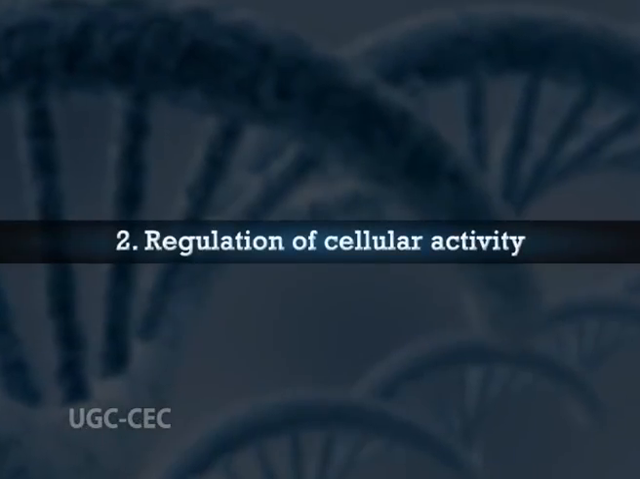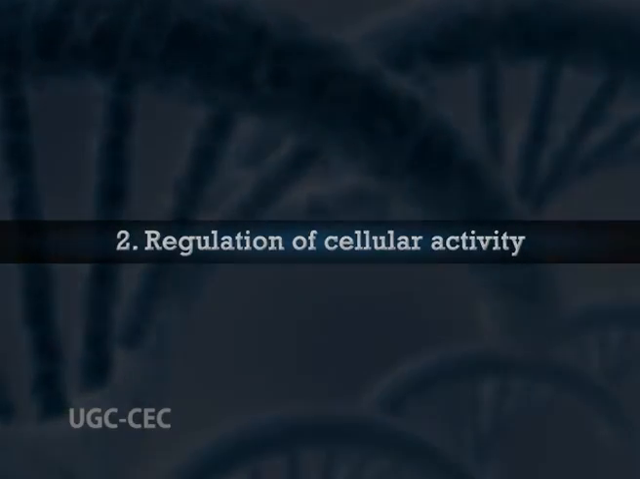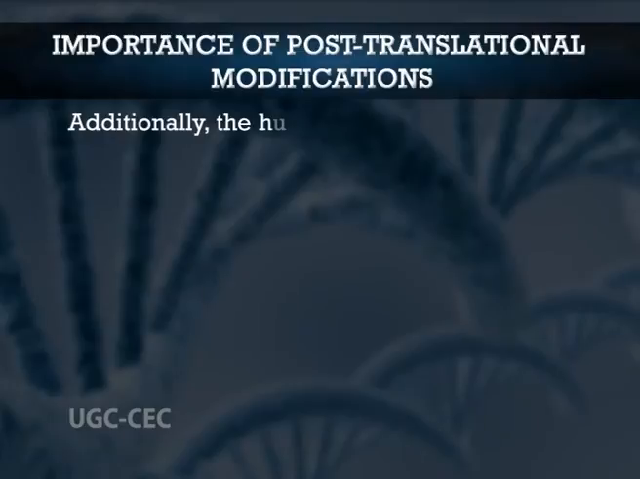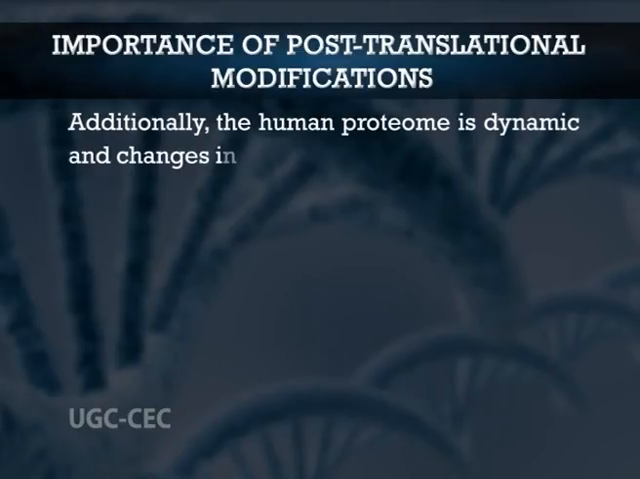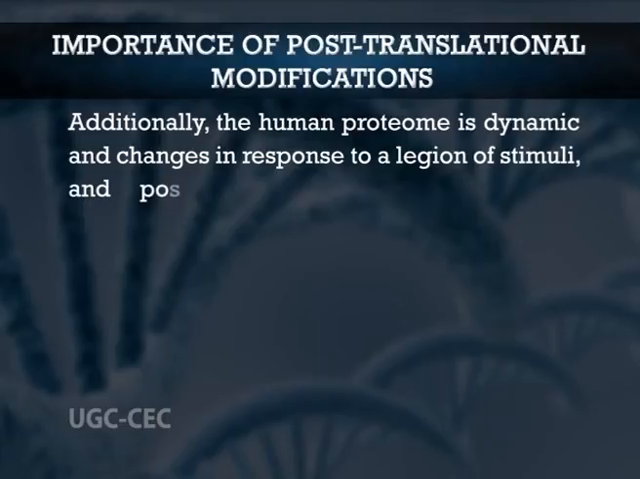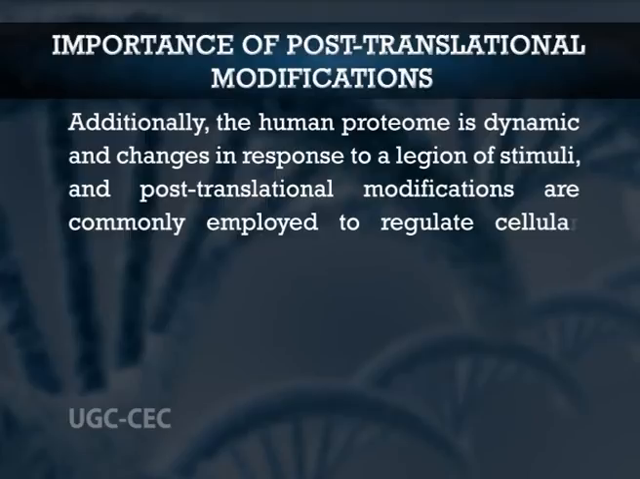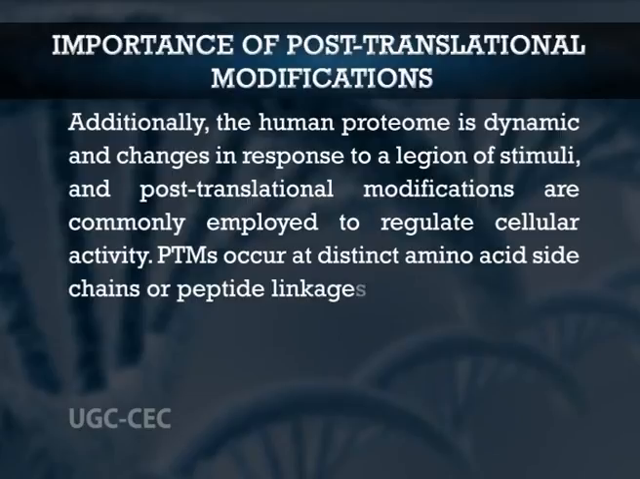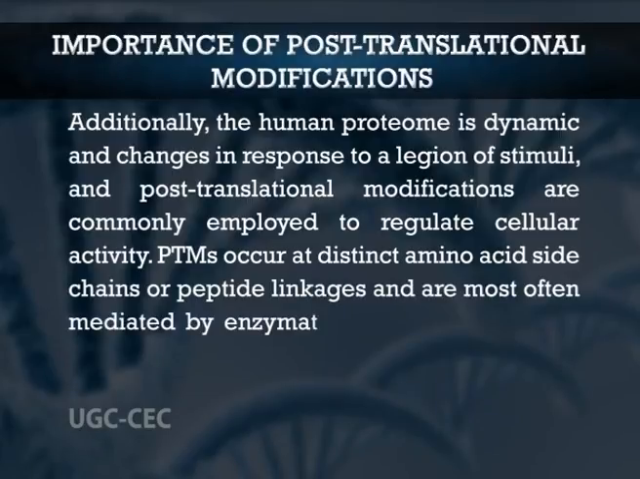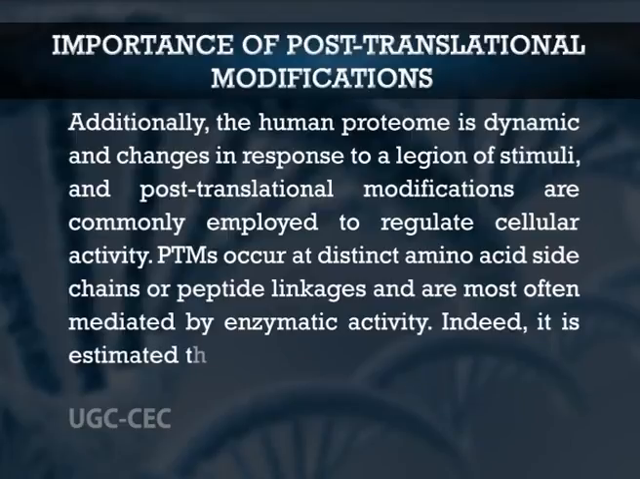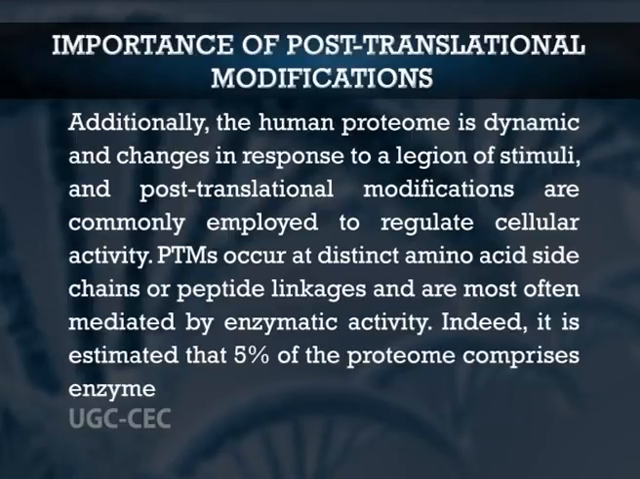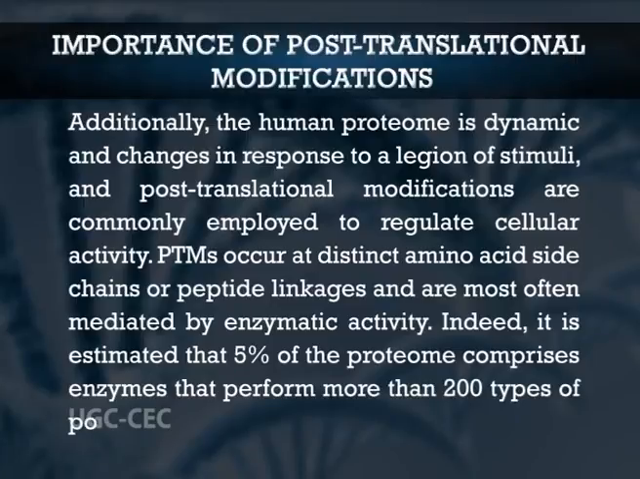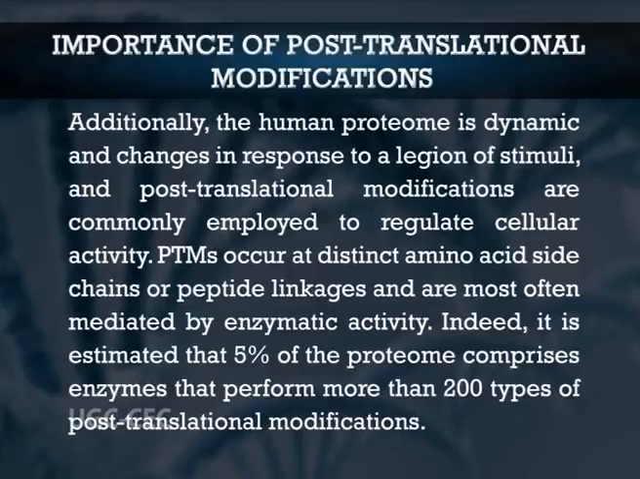Secondly, we have regulation of cellular activity. Additionally, the human proteome is dynamic and changes in response to a legion of stimuli, and post-translational modifications are commonly employed to regulate cellular activity. Post-translational modifications occur at distinct amino acid side chains or peptide linkages and are most often mediated by enzymatic activity. Indeed, it is estimated that 5% of the proteome comprises enzymes that perform more than 200 types of post-translational modifications.